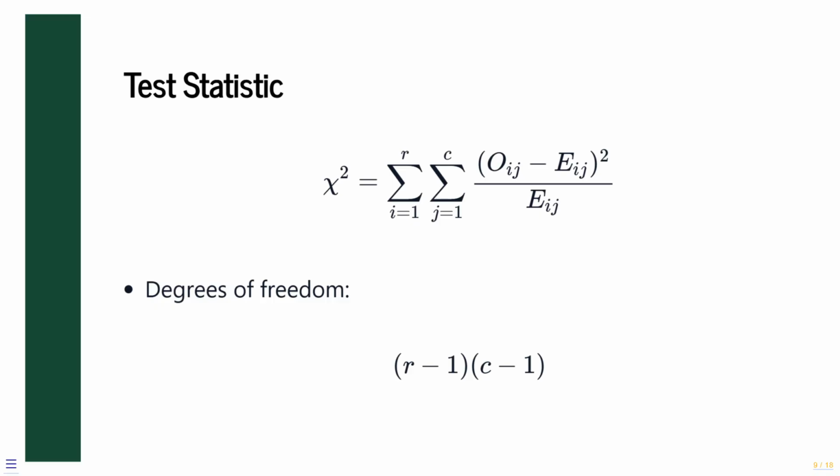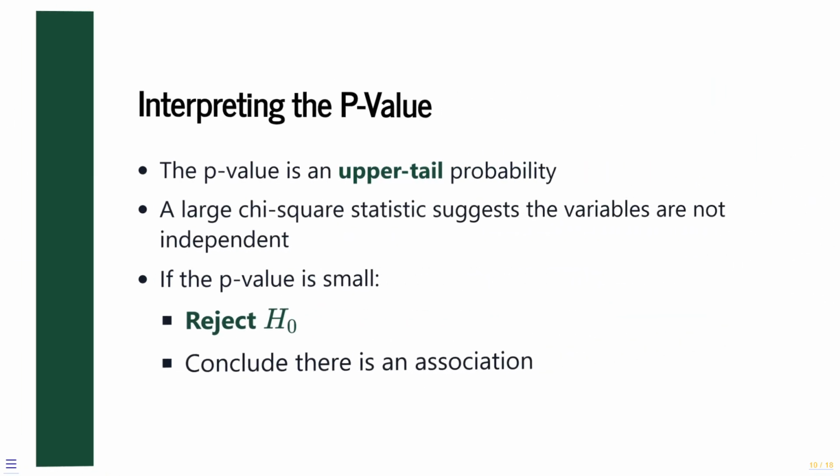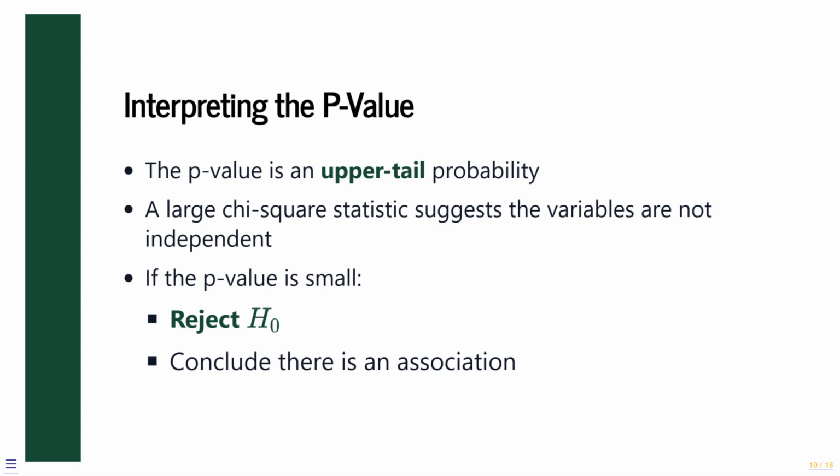The chi-square statistic adds up the squared differences between observed and expected counts, divided by the expected counts, across all cells. The degrees of freedom are the number of row categories minus 1 times the number of column categories minus 1. The p-value comes from the upper tail of the chi-square distribution. If that p-value is small, we reject H0 and conclude there is an association between the two variables.